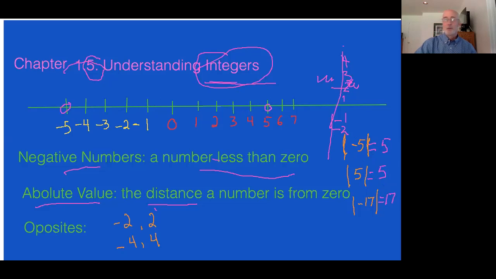Like I said, absolute value is almost always expressed as a positive number. Another term is opposites. If they ask you for the opposite of, say, -2, you would say it's 2. It's called an opposite. What's the opposite of -4? 4. What's the opposite of 5? -5. So when you run into that in your homework or in WAMAP, you'll see those terms.